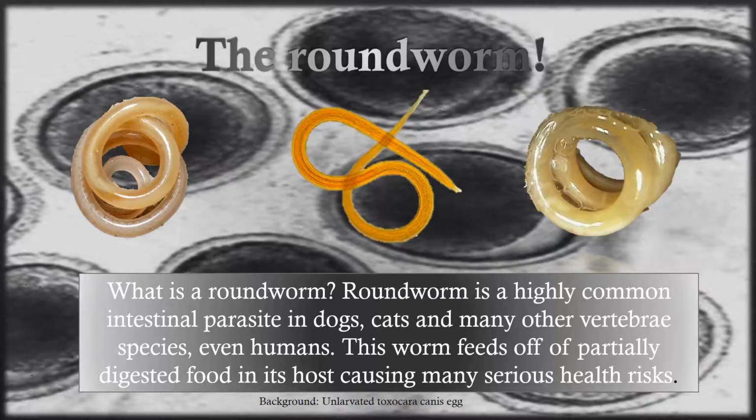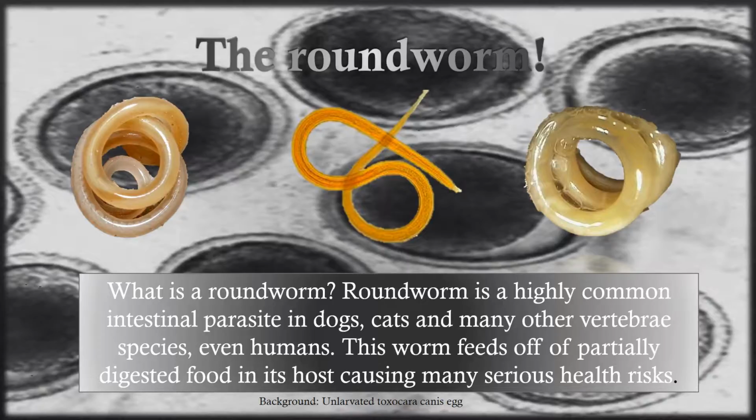What is a roundworm? Roundworm is a highly common intestinal parasite in dogs, cats, and many other vertebrate species, even humans. This worm feeds off of partially digested food and its host, causing many serious health risks.